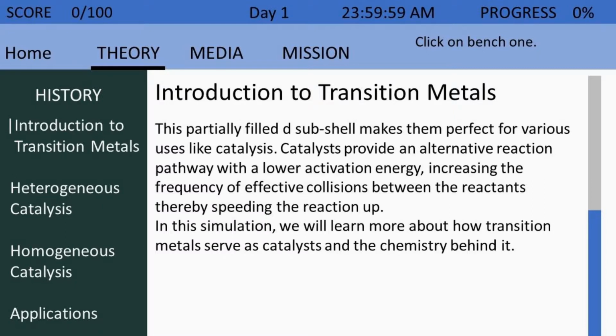Catalysts provide an alternative reaction pathway with a lower activation energy, increasing the frequency of effective collisions between the reactants, thereby speeding the reaction up. In this simulation, we will learn more about how transition metals serve as catalysts and the chemistry behind it.